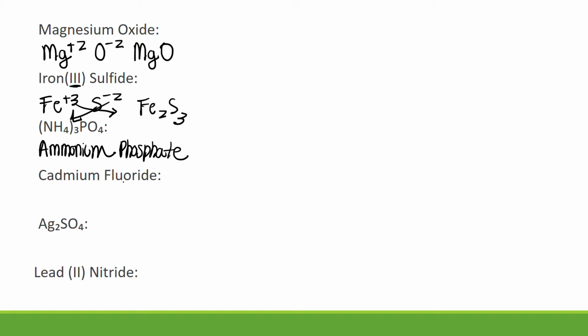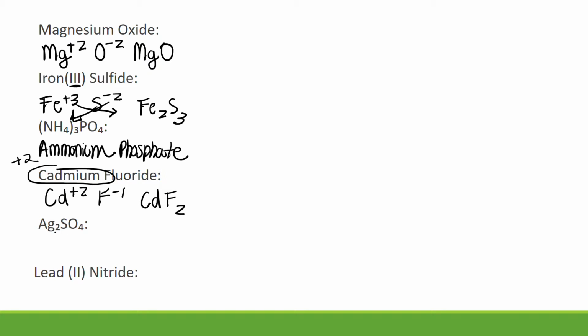Okay, on this one, cadmium fluoride. Cadmium was one of those ones I talked about that has a specific charge. Do you remember what it is? Right, it's +2. So we're going to do our steps and we're going to write Cd, the symbol for cadmium, +2, fluoride, -1. We're going to crisscross the charges and we're going to be left with CdF2.